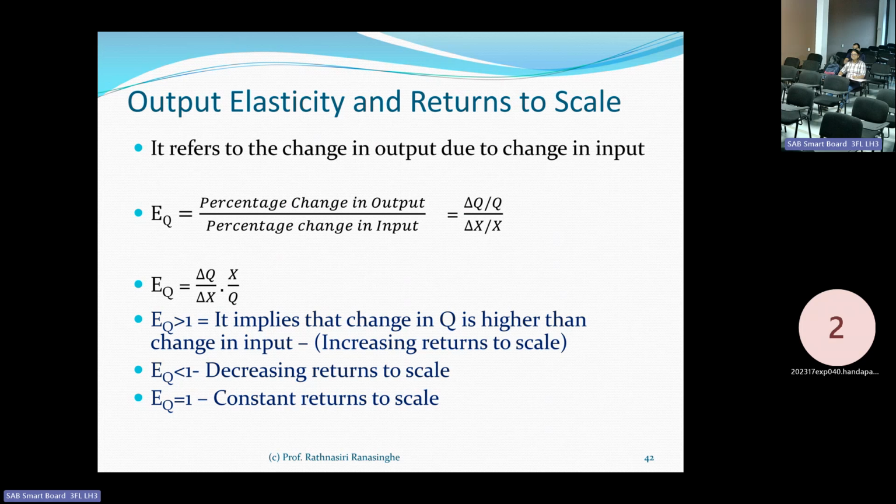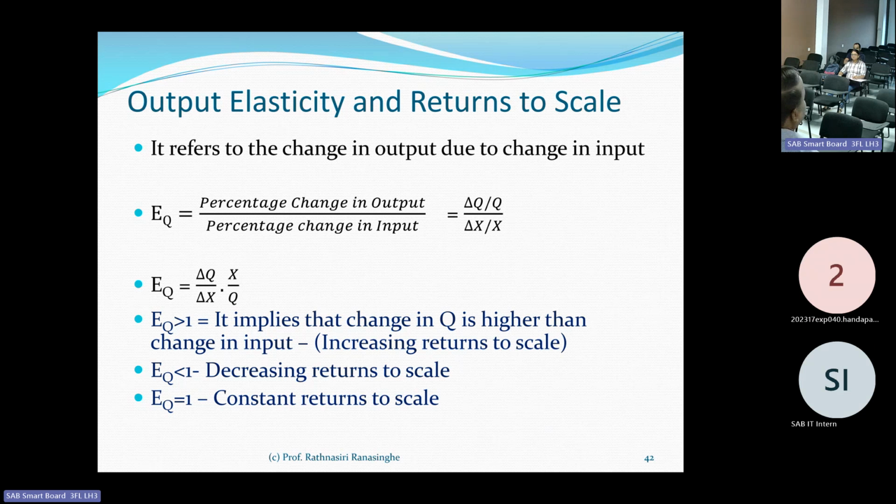Now we can say the output elasticity is delta Q over delta X into X over Q. Here delta X means the variable that we incorporate. It may be labor or the capital. So we can measure output elasticity with respect to the change in labor, and separately we can measure output elasticity with respect to change in the capital.